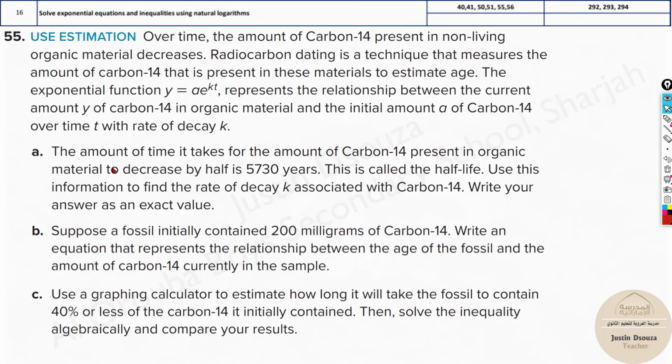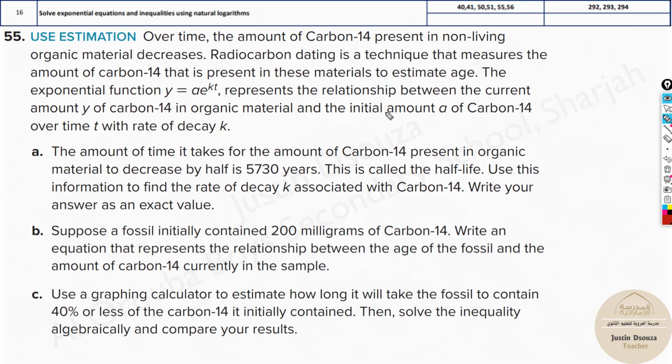Now, what we need to do is, they have given all the data. The amount of time it takes the amount of carbon 14 present in an organic material to decrease by half is given over here, 5,730 years. This is called the half-life. Use this information to find the rate of decay. Write your answer as an exact value.